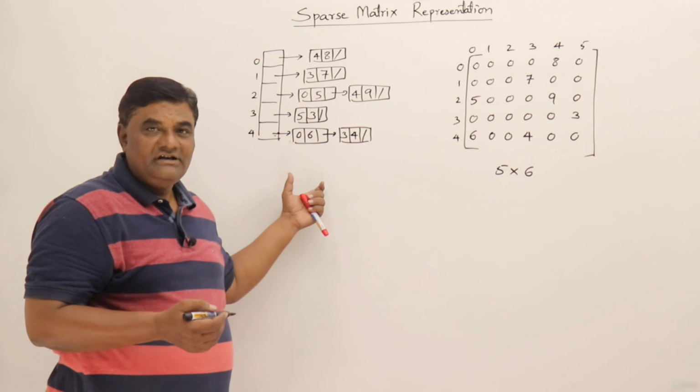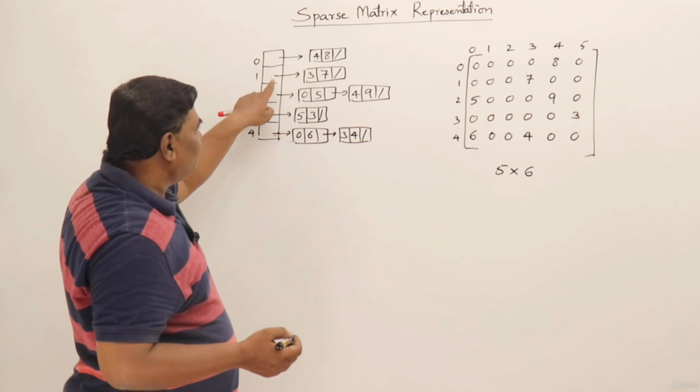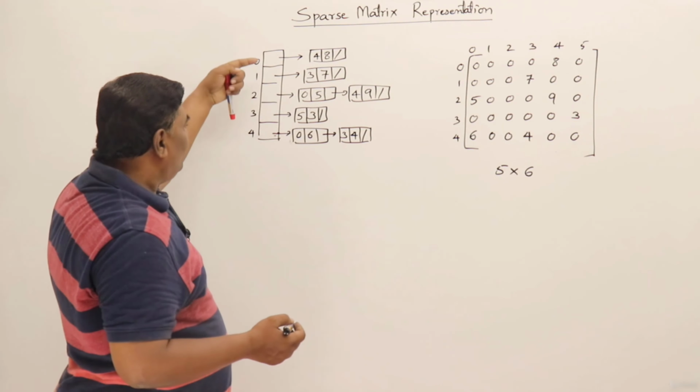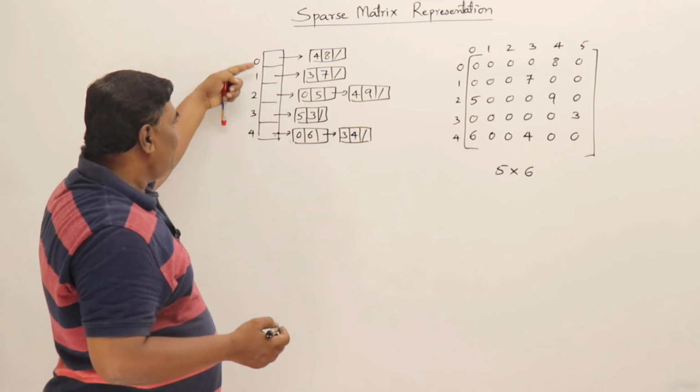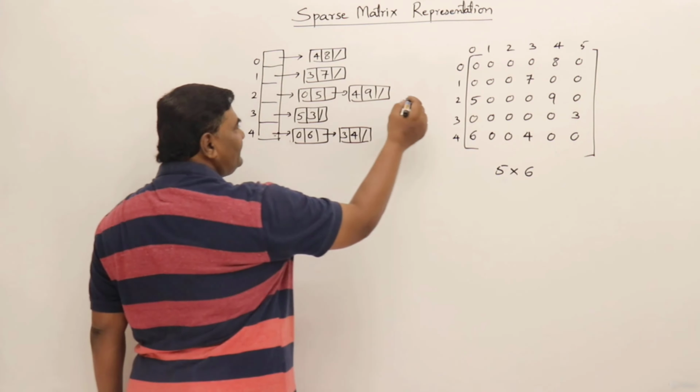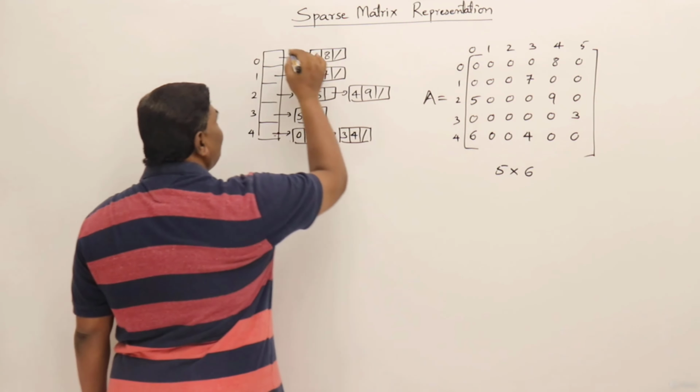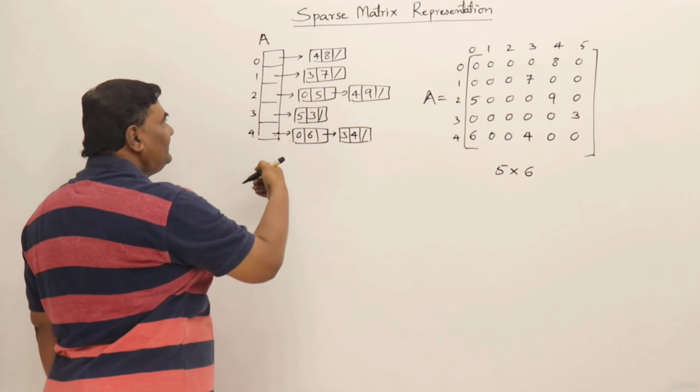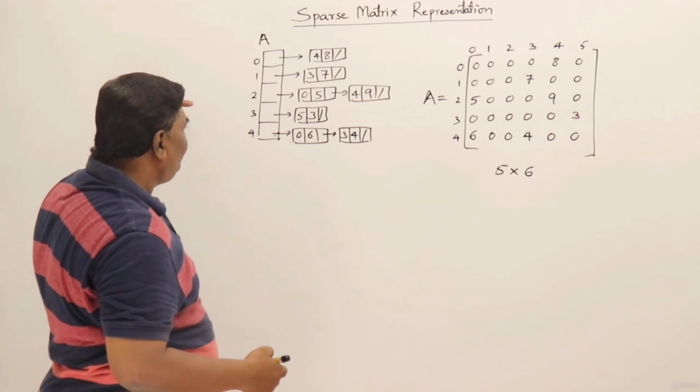So this is the structure. This is a linked list. This is another linked list. This is another linked list. So all these are linked lists. So it's an array of linked lists, and the name of this array, suppose it is A, then this is also A. We can call it A is an array of linked lists.